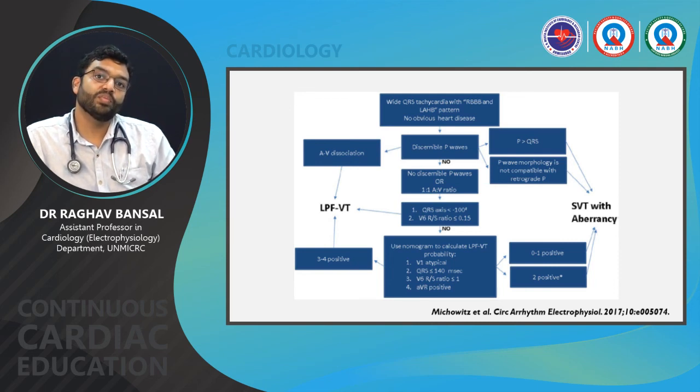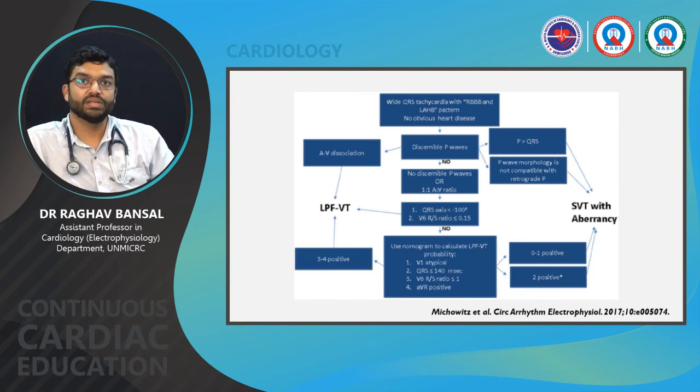If 3 or 4 of these 4 features are positive, then they point towards VT. If only 1 or 2 features are there, it points towards SVT with aberrancy.